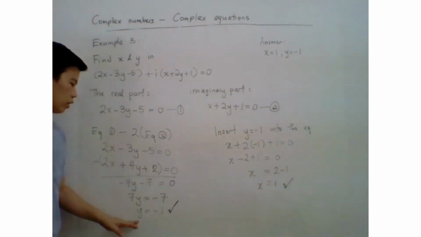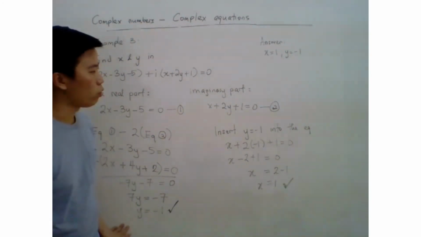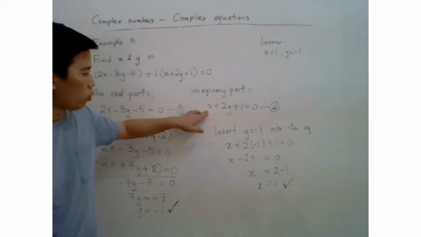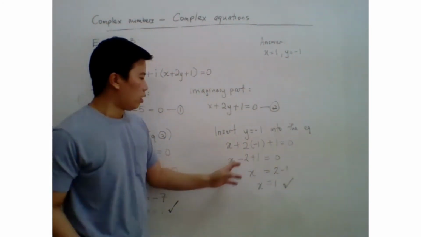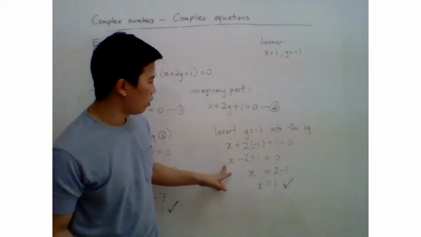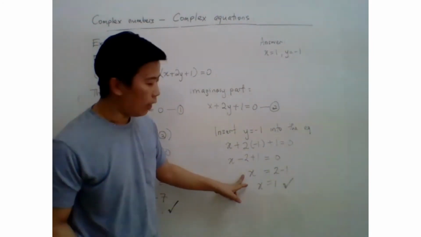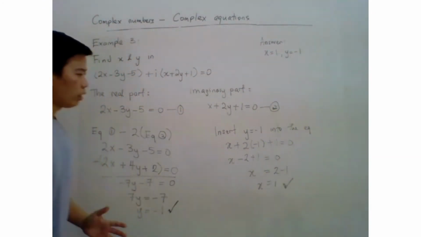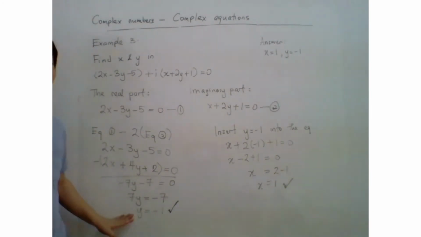So now that you know what y is, you just have to substitute it into the equations to find what x is. Here I substitute it into equation number 2, where I put y equals minus 1, and x plus 2 times minus 1 plus 1, and here you get x minus 2 plus 1 equals 0, and therefore x is equal to 1. So the answer that we want is that x equals 1 and y equals minus 1.